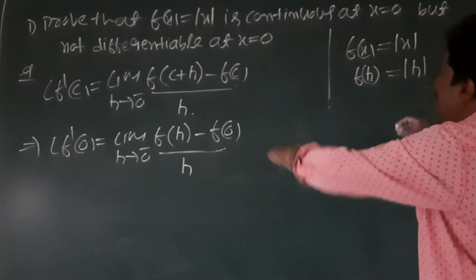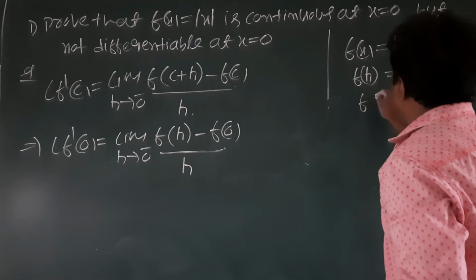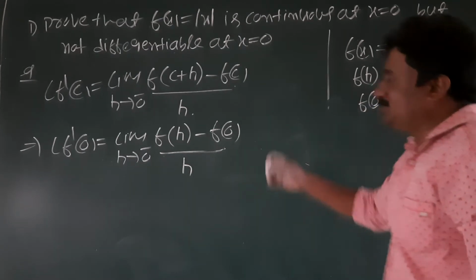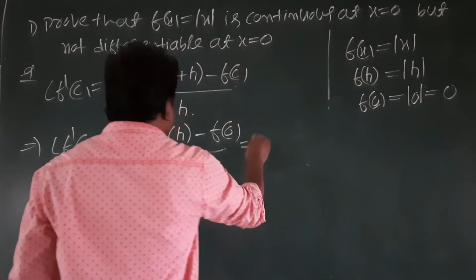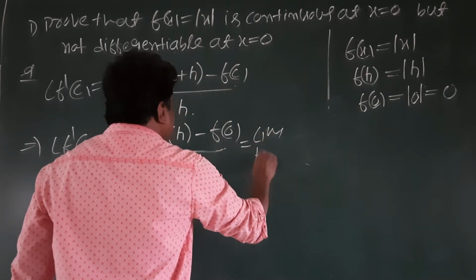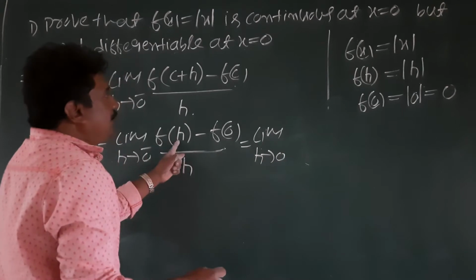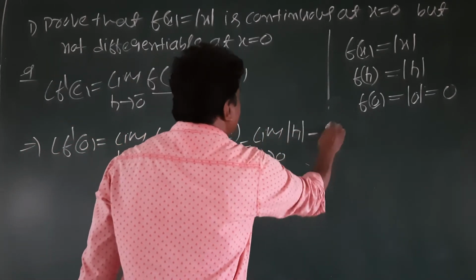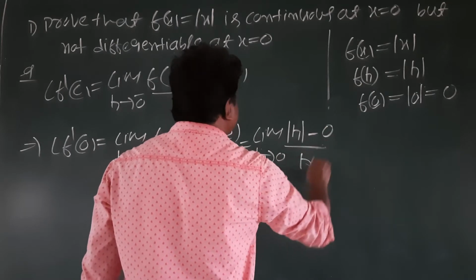Next you find out f(0) value. Put x is equal to 0. f(0) is mod 0, it is 0. Substituting that, right, limit h tends to 0. Tell me f(h) value, students. Mod h minus f(0), 0, by h.